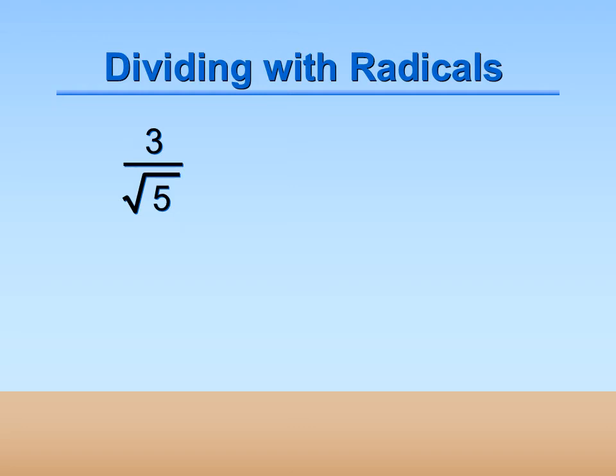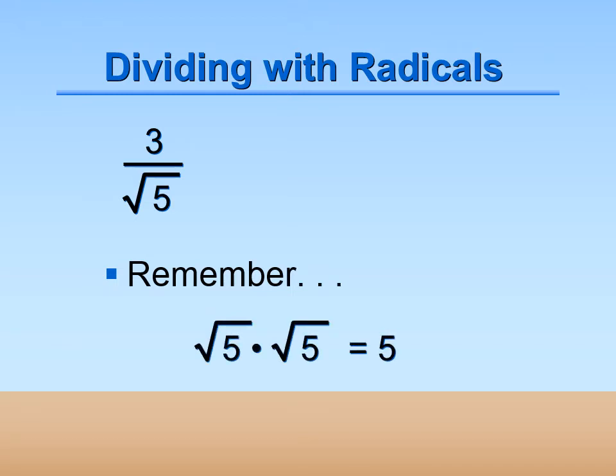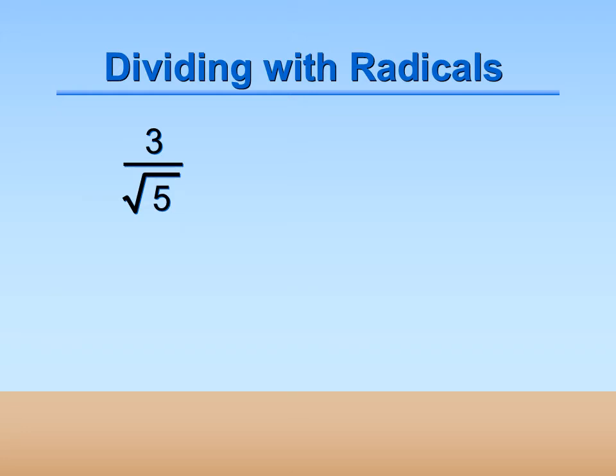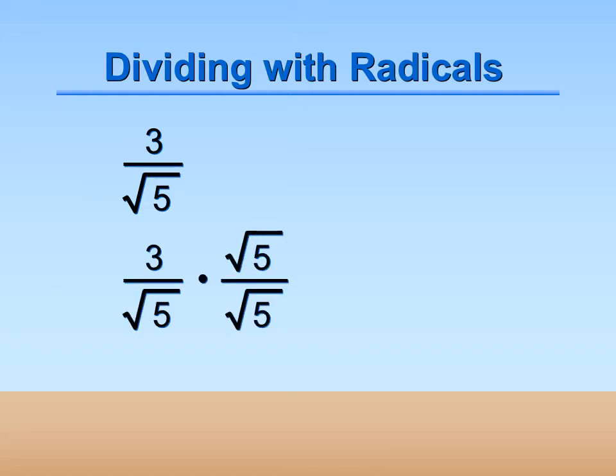Well, we know that in fractions, anything that is the same in the numerator and the denominator is equal to 1. And we know that if we multiply anything by 1, it's still itself. So let's remember that the square root of 5 times the square root of 5 is 5. So we eliminate the radical in the denominator by multiplying it by itself. But if we do that, we just can't multiply something by the denominator alone.